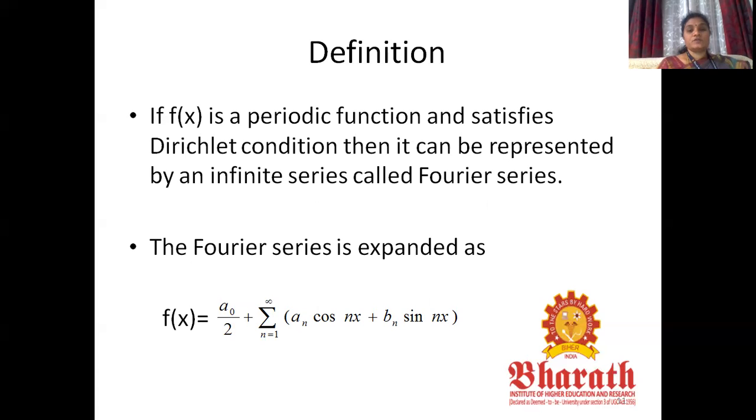Now we will see the definition of Fourier series. If f of x is a periodic function and satisfies Dirichlet's conditions, then it can be represented by an infinite series called Fourier series. Now, how is it expanded? Fourier series is expanded as f of x is equal to a0 by 2 plus summation n equal to 1 to infinity of an cos nx plus bn sin nx. This is the expansion of the Fourier series. a0, an, bn are called Euler's coefficients.